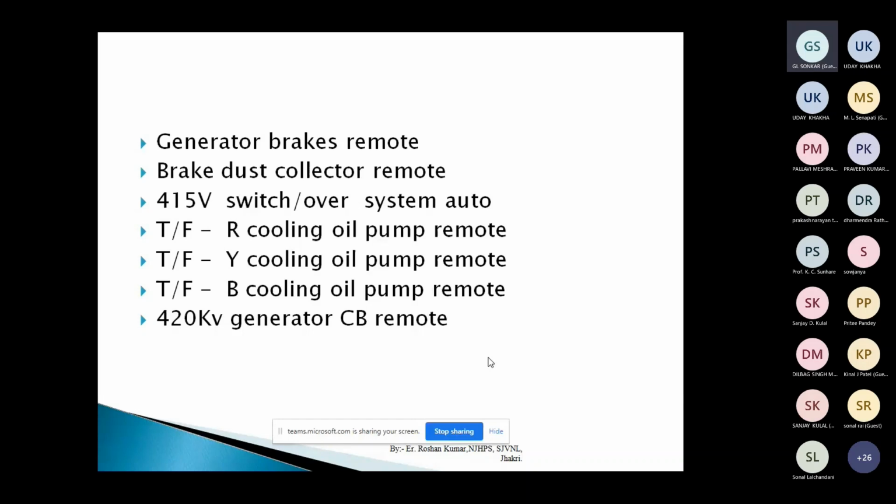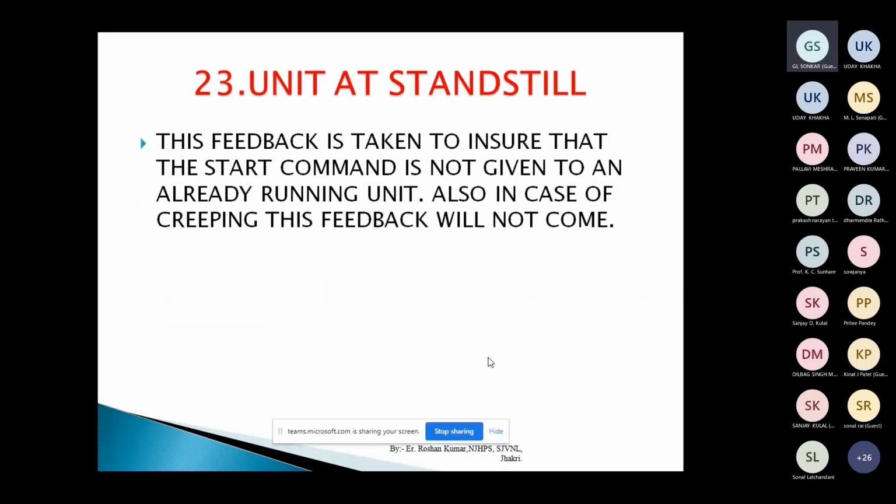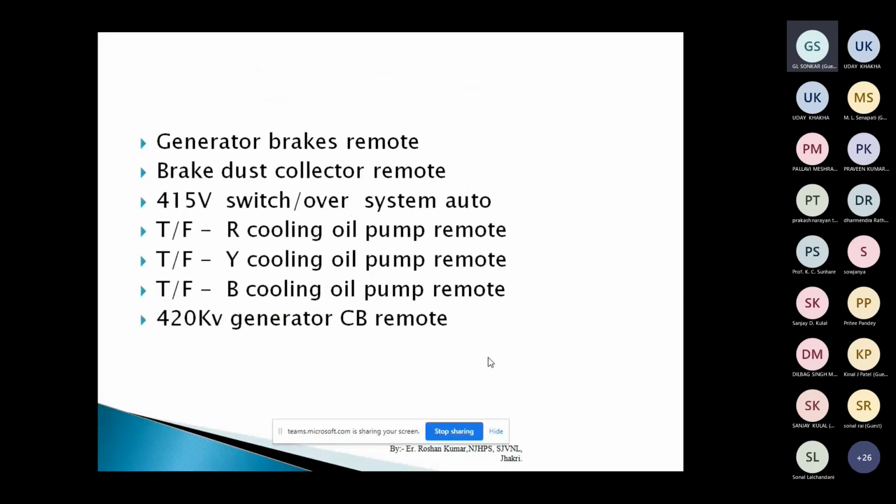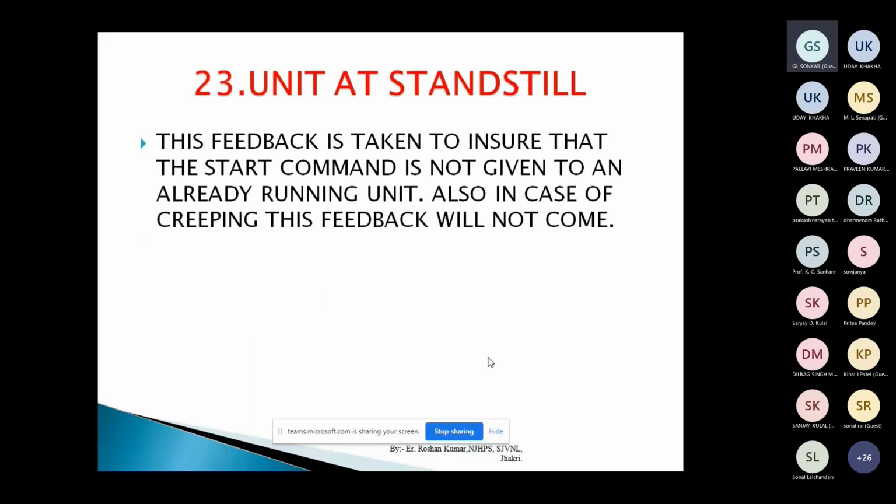And brake dust collector. When the brake is applied, some dust will accumulate. We have some exhaust fan like this, and that is called the brake dust collector. Before applying the brake, the brake dust collector should be on. It is just like sucking, like a chimney in our kitchen. Like this, it will collect dust and throw it away. So these are the things that are in remote, and we are assessing auxiliaries through remote.